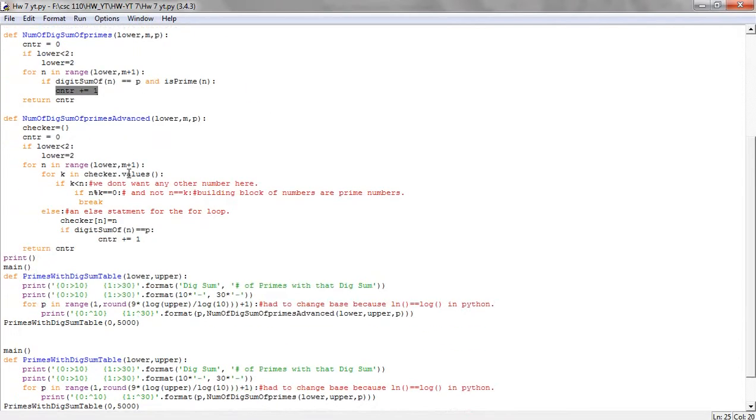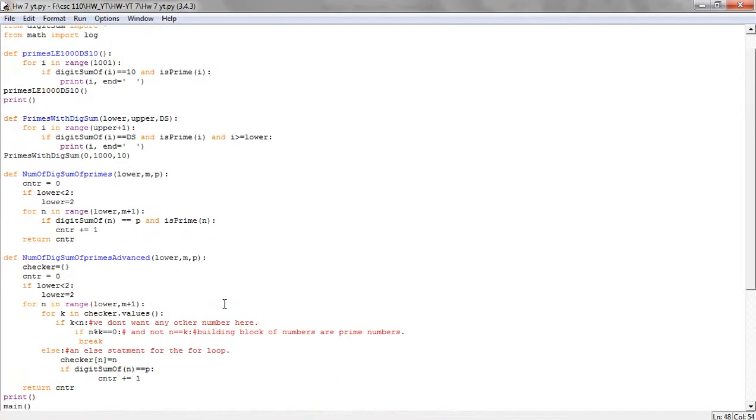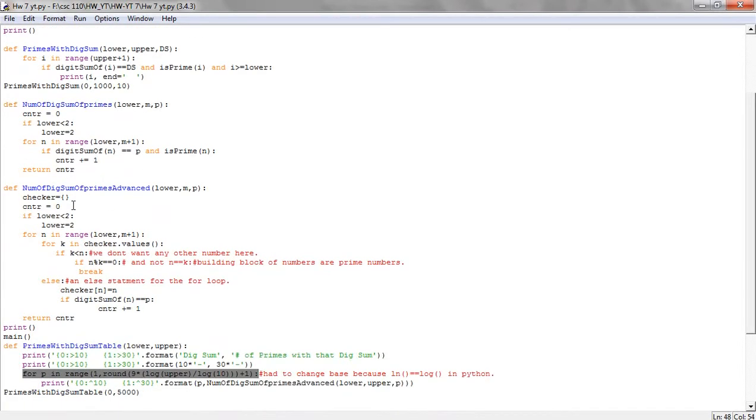And this will be done, as you can see, for each p, and p will be each of the digit sums that this loop will be generating, and that's the basic idea behind this. And this will be using the functions that I'm importing.